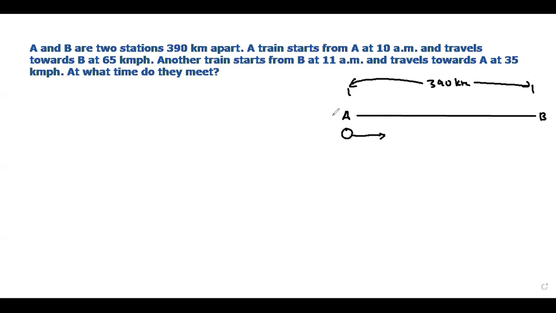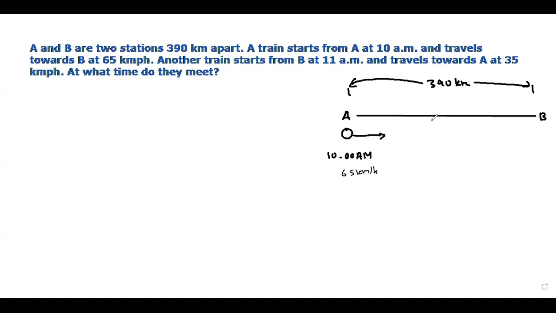A train starts from point A at time 10 a.m. Starting at 10 a.m., all right, now it travels at a speed of 65 kilometers per hour, traveling towards B.